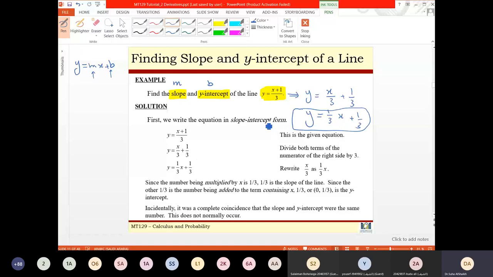So looking here, what's my m? It's a third. And what's my b? It's again a third. So this answers the question. Actually, whenever we talk about the intercept, we say it is (0, 1/3), because I'm cutting at x equals 0 and y equals a third. So my intercept is (0, 1/3) and my slope is a third. And this answers the question. Good? Is it clear?